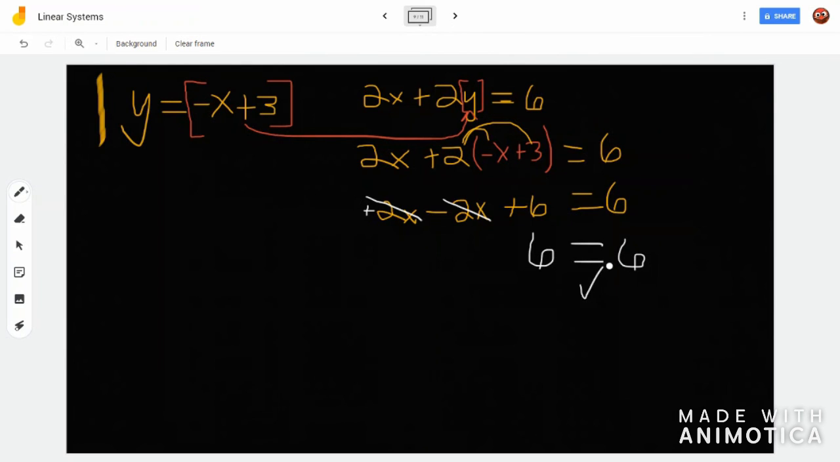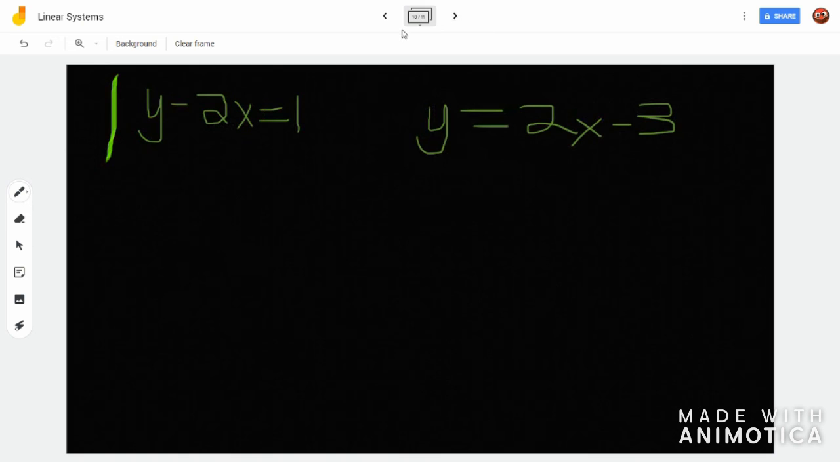Now this is a true statement. Because this is true, this is going to be our many solutions. Because this is true, we have many solutions, which means our graphs are on the same line, and every point along this line is going to work in this equation and this one. Okay, moving on to our last example.